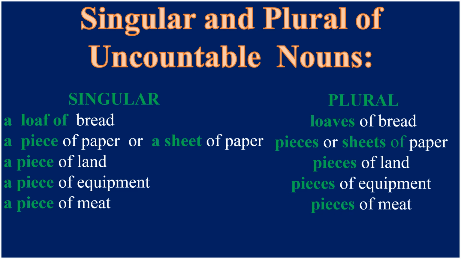A loaf of bread talks about one loaf. Then loaves of bread. Bread is uncountable. Paper, uncountable. Land, uncountable. Equipment, uncountable. Meat, uncountable.